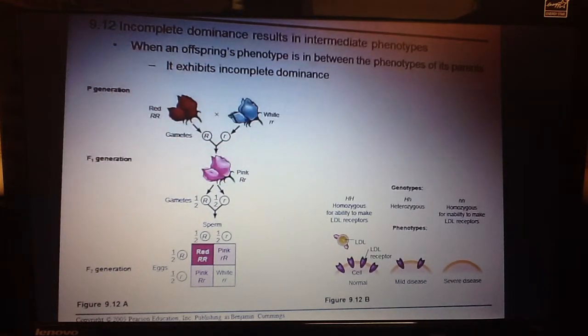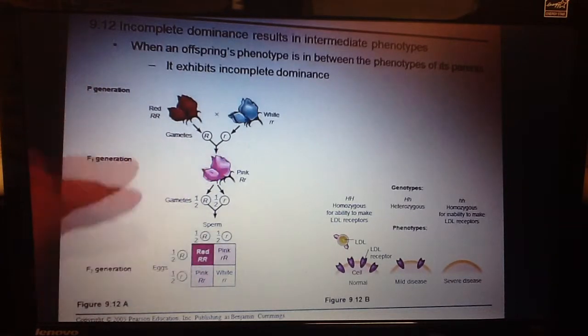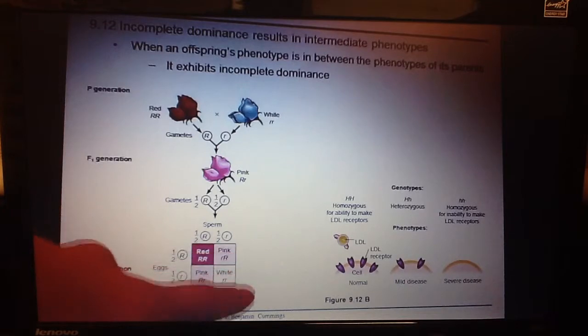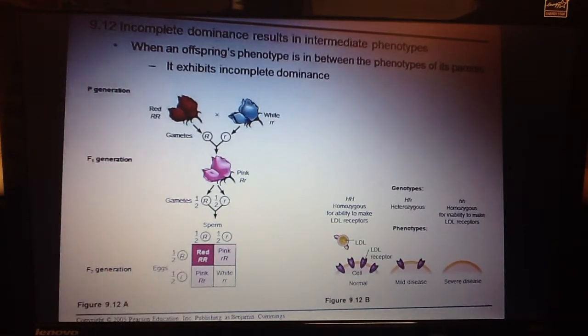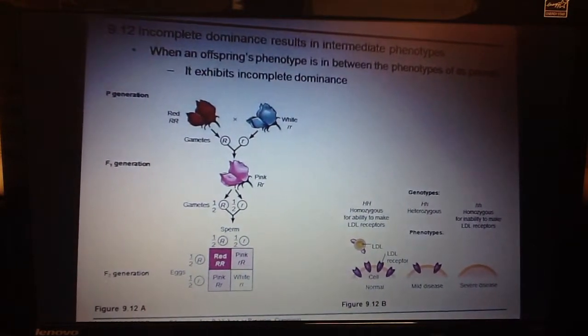Sometimes you produce pink. What happens is that the heterozygous offspring is not one or the other. It's somewhere in the middle between red and white, therefore you get pink. So in this case, with incomplete dominance, you have a 25% chance of the dominant trait, a 25% chance of the recessive trait, and then a 50% chance of creating something that's incomplete or in the middle, and that's your heterozygous.